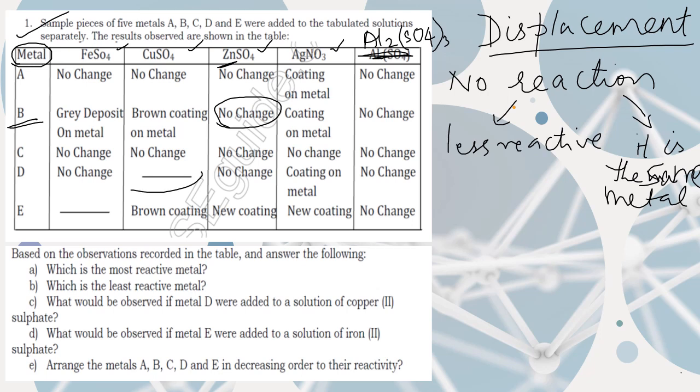And there are blanks here. So those blanks indicate there may be a change or may not be a change. So what's happening in that reaction, we don't know. Okay, so let's begin. To find out the least reactive element, that's the easiest one. Least reactive element cannot displace any of the metals, or it will displace only one metal.